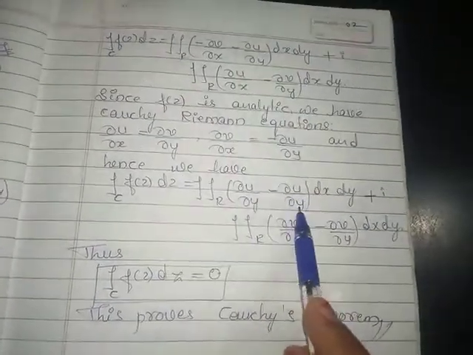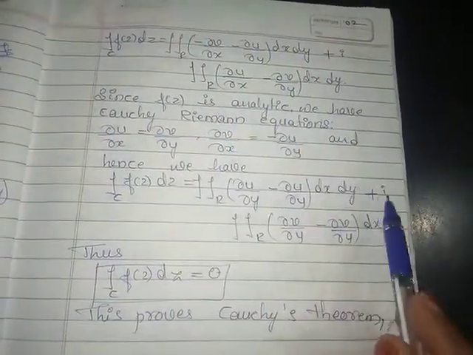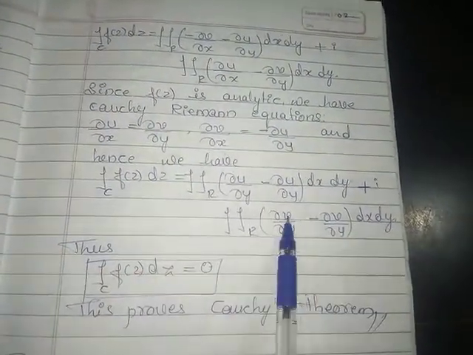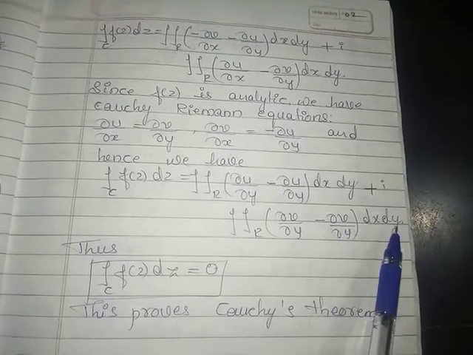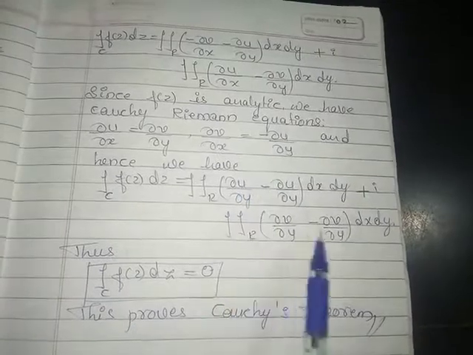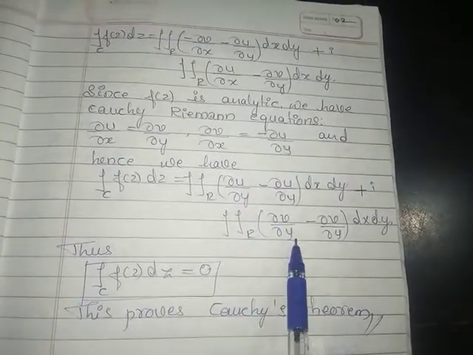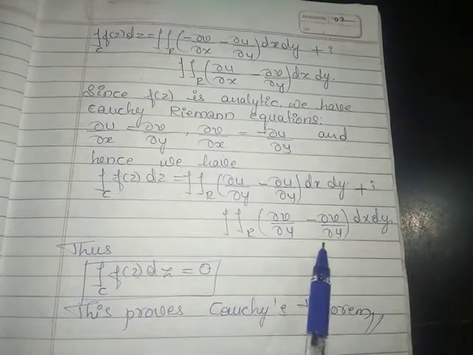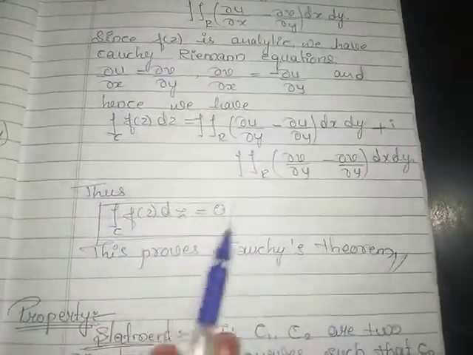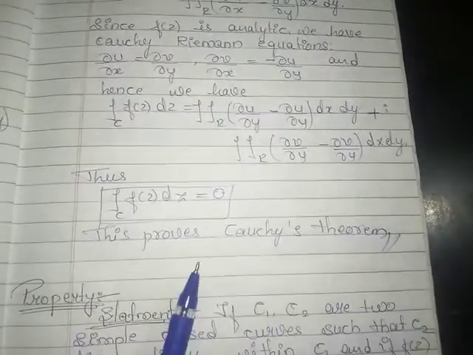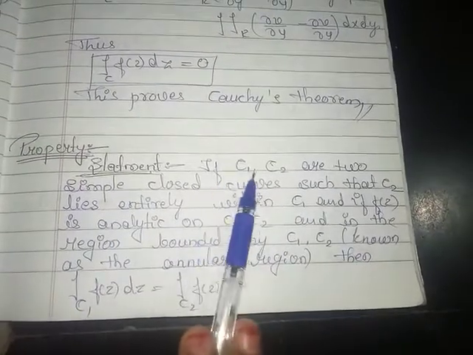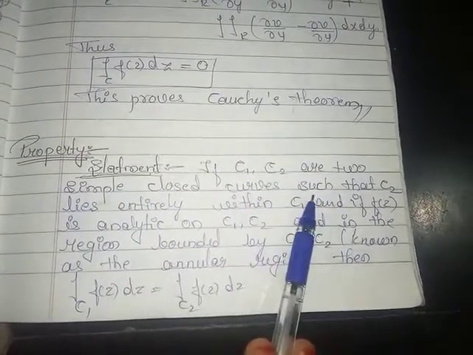Similarly, for the second integral, dou u by dou x is dou v by dou y, therefore dou v by dou y minus dou v by dou y into dx into dy. Dou u by dou x minus dou u by dou x is 0 and dou v by dou y minus dou v by dou y will be 0. Therefore, the integral value is 0. Integration over C f of z dz is equal to 0. Hence the proof.